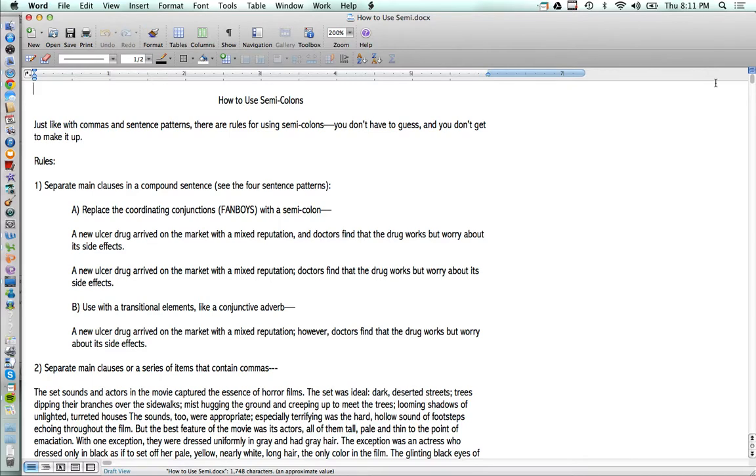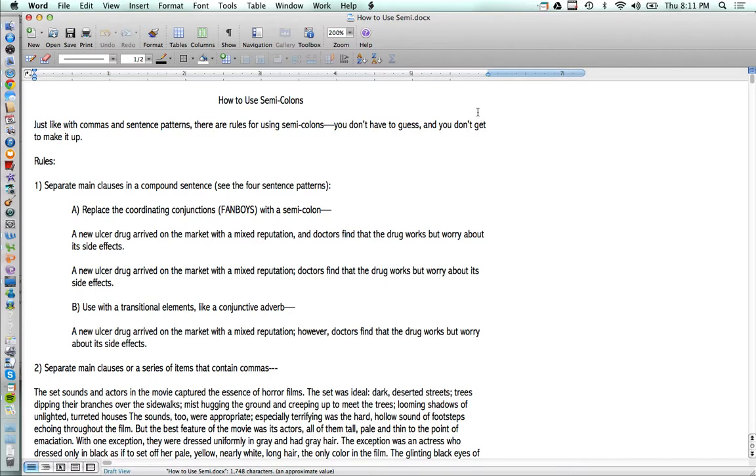So, rule number one is to separate main clauses in a compound sentence. And we've already studied the four sentence patterns, so you should know what a compound sentence is. Otherwise, you can either Google it or look it up in your handbook. Okay, replace the coordinating conjunctions with a semicolon. So the coordinating conjunctions, as you know, are the fanboys: for, and, nor, but, or, yet, and so.